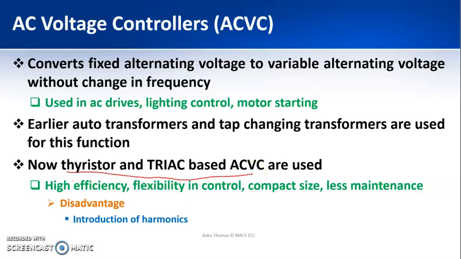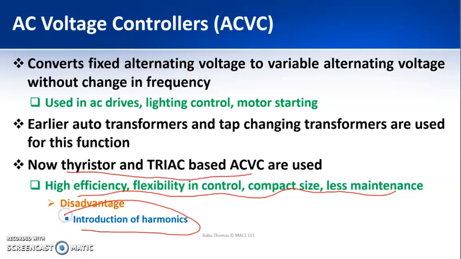The basic example again you can take here is a fan regulator. Here you are trying to control the output voltage from the regulator which is given to a ceiling fan. The advantages of thyristor based or triac based controllers are high efficiency, flexibility in control, compact size and less maintenance. You can just think about the size of a regulator, how compact it is, how flexible it is to control. But one of the main disadvantages with the use of these power electronic devices is the introduction of harmonics in the system.